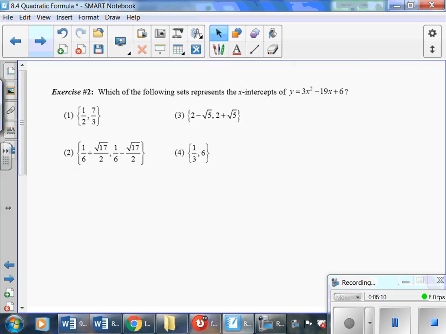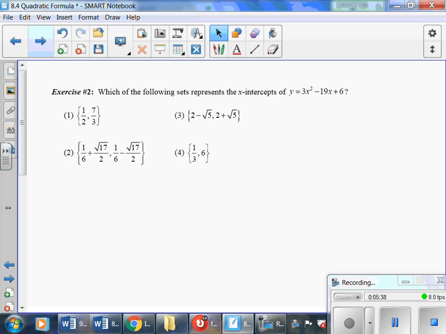Okay, so which of the following sets represents the x-intercepts of y equals 3x squared minus 19x plus 6? There's a couple of different ways that we can do this. You can do this on your calculator, but because our answers are in radical form, you could give it a quick check in your calculator to see if one of these is your answer. And if you checked with number 4, you would find out that was the right answer.